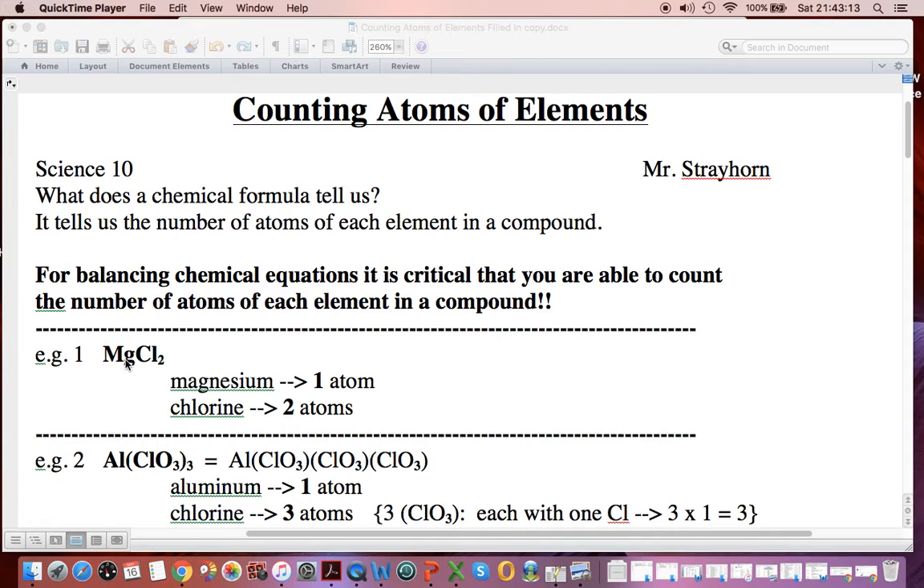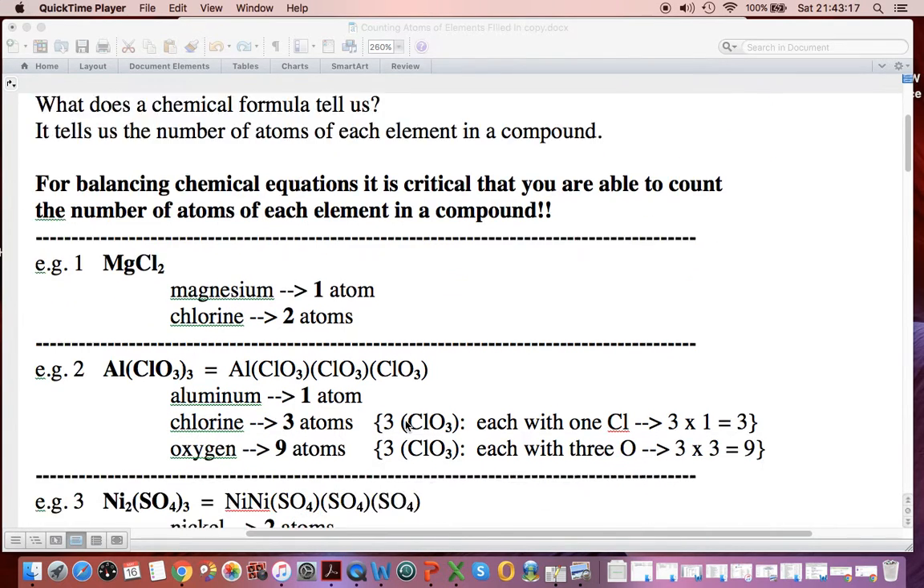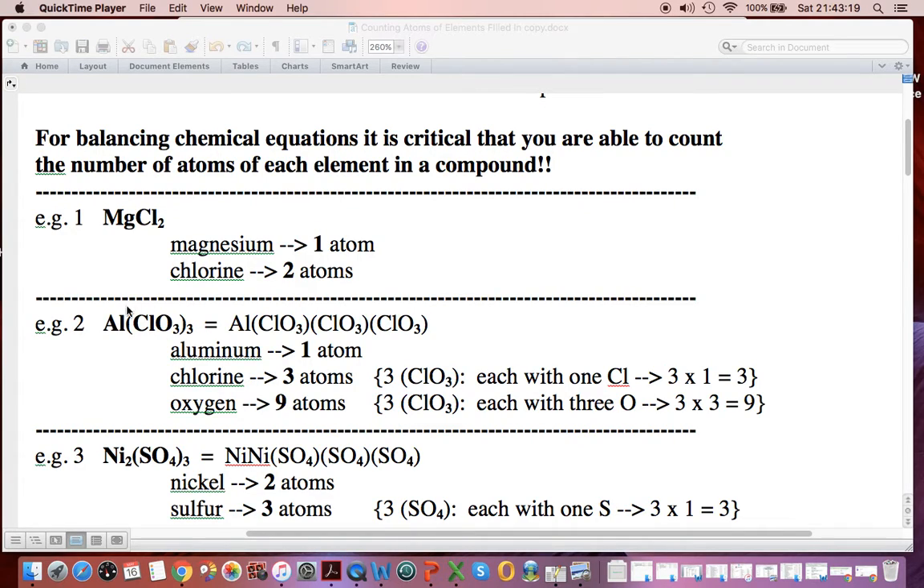But we look at this and we say MgCl2, we've got one atom of magnesium, two of chlorine. When we look at this beast, Al(ClO3)3, really what it's saying is we have one aluminum, and then we have the chlorate ion three times. Now some people like counting or adding, and they go, oh, 1, 2, 3 for the chlorine, or they go 3, 6, 9 for the oxygens.